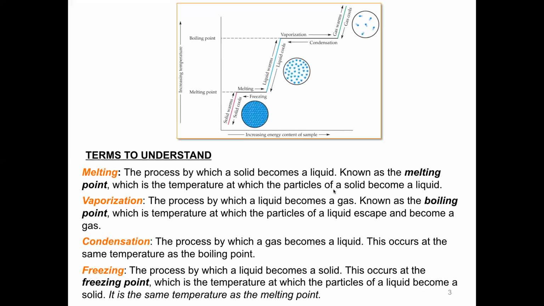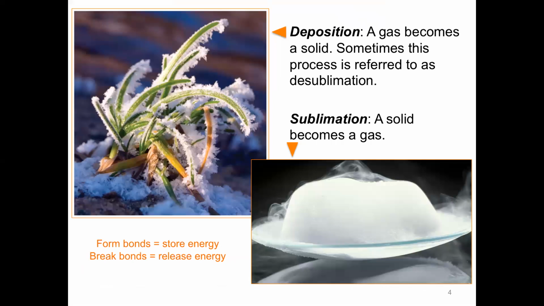And then we have these other two processes where we go directly, we skip over a state. So deposition is when the gas goes directly to a solid, all right? Sometimes that's called desublimation. And then sublimation, where the solid goes directly to the gas and you miss the liquid. So remember, when you're forming bonds, you're going to store energy, right? So the temperature will drop. And when you break bonds, you're going to release energy, and it will feel warmer to the touch, okay?